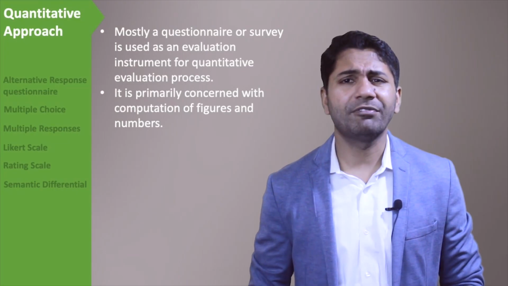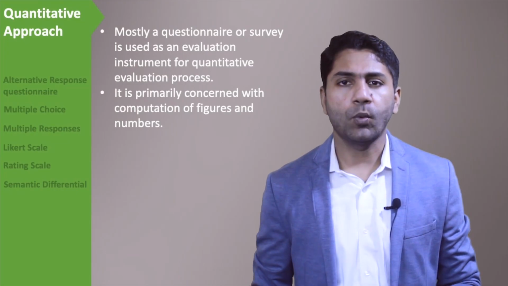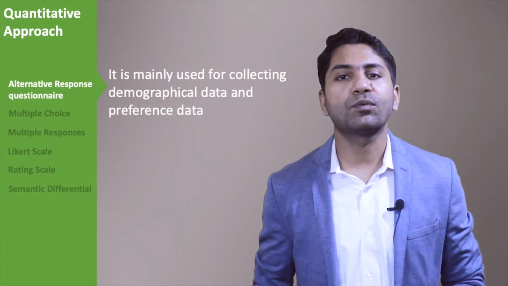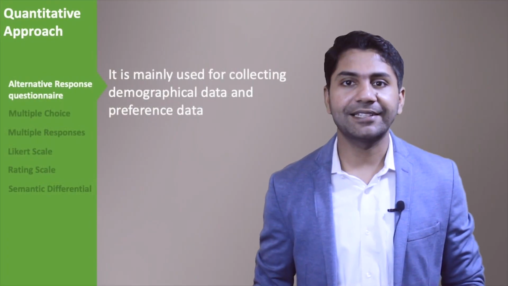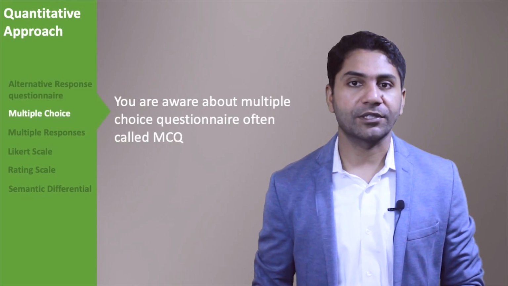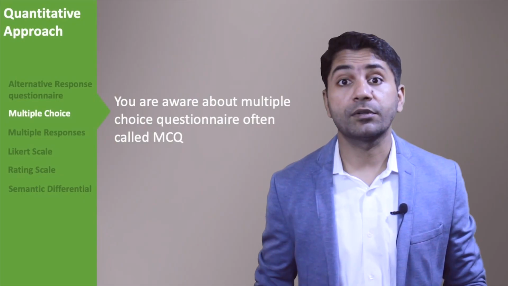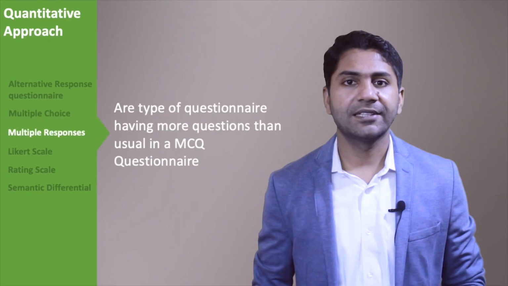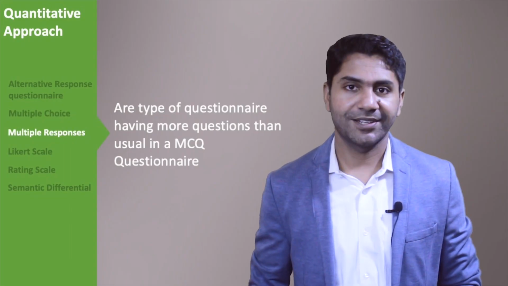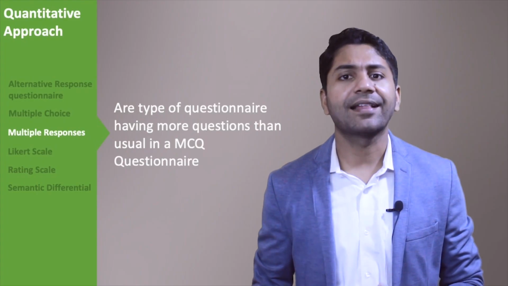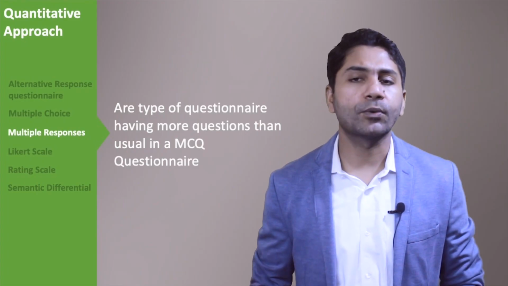Let's see different kinds of questionnaires. Number one is an alternative response questionnaire. It is mainly used for collecting demographic data and preference data. The second one is multiple choice. You are aware of multiple choice questionnaires, often called MCQ. The third one is multiple responses. This type of questionnaire has more options than usual in an MCQ questionnaire.